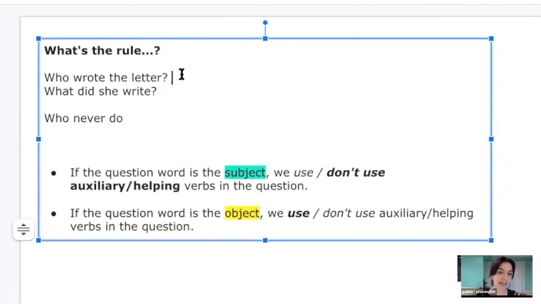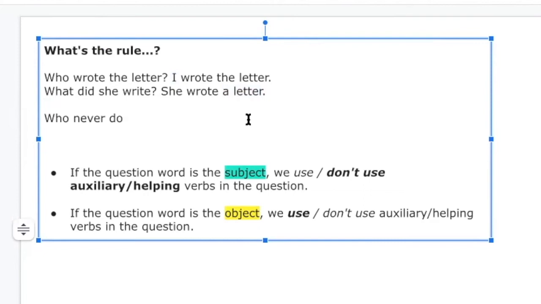If you have a hard time identifying whether something is an object or a subject, the best thing to do is to answer the question. Like who wrote the letter? You can make up an answer: I wrote the letter. Here you know I is the subject of the sentence, so they're asking about the subject. Or what did she write? She wrote a letter. And here you know they're asking about the object of the sentence. That's the best thing to do if you're not sure if something is a subject or an object. Does that make sense? Yes.